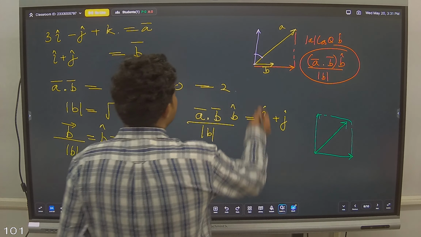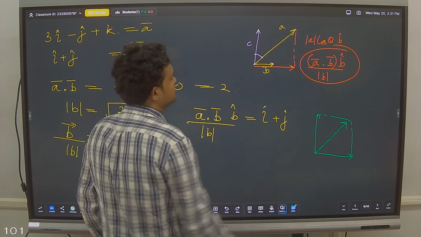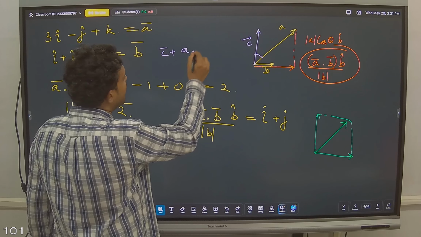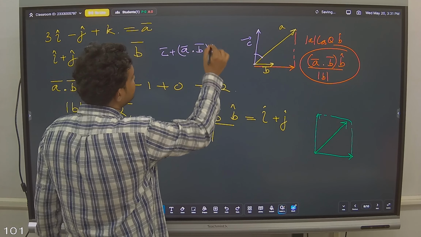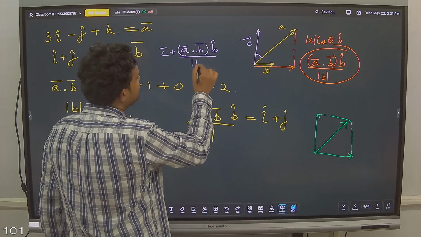So let this vector be C vector, okay? C vector is the perpendicular component, right? So C vector plus A dot B into B cap divided by mod B. What is this going to give you? This is the rectangular component perpendicular to it. This is the rectangular component along B, right? When you vectorially add them together, you should get A vector, right? Yes?